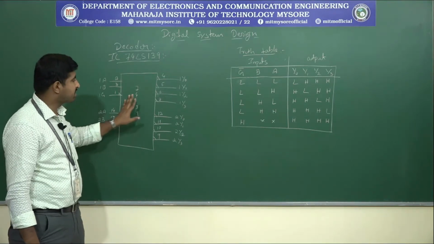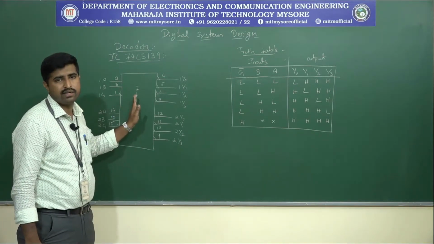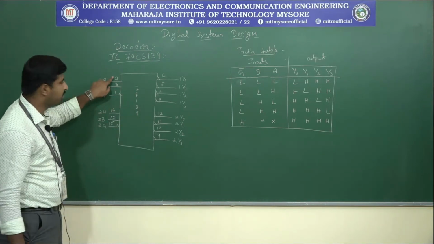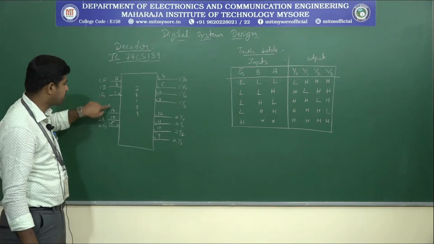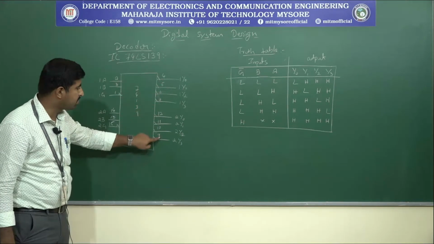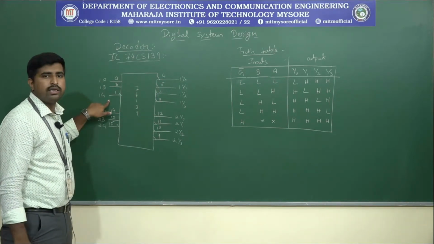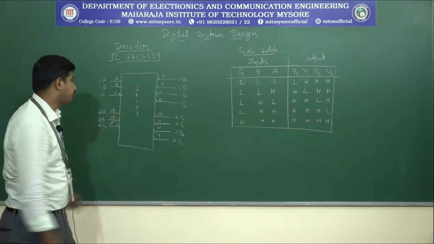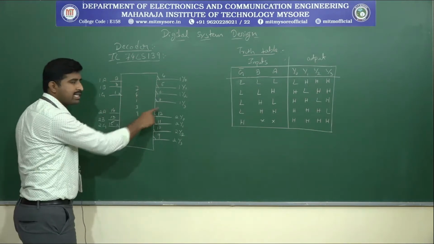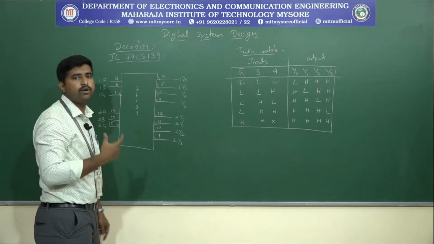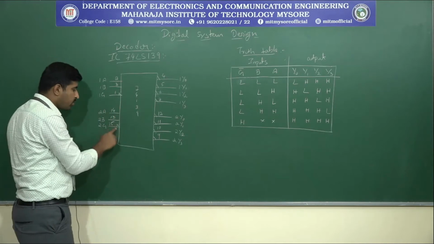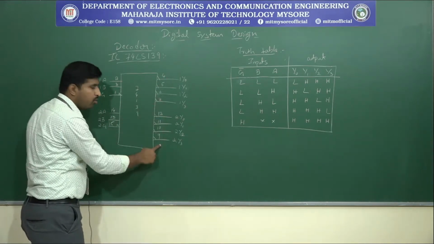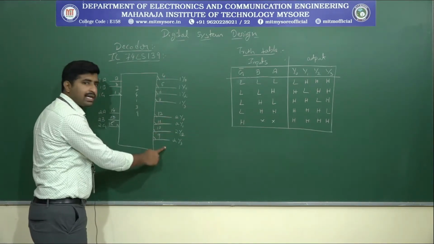In the last class we explained the IEEE symbol, where I had left out the pin numbers. So here I have written the pin numbers corresponding to the inputs and the outputs. Here the arrow mark indicates the active low pins. So these are the active low input pins and these are the active low output pins. All the output pins are active low.